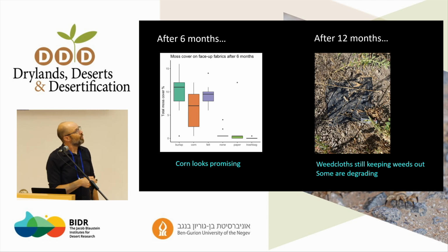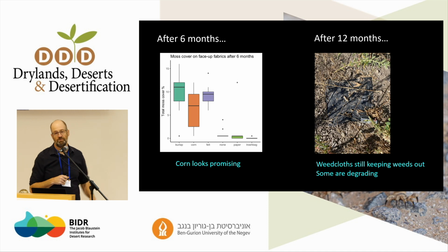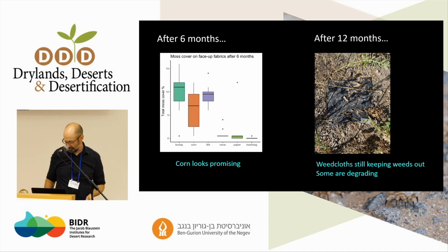And after 12 months, we can still see that these organic cloths, they are starting to degrade, but they are still keeping weeds out, so they're still doing that part of the job. So it'll be next spring when we can go peel them up and see if the moss is still there and see if we kept out the weeds.